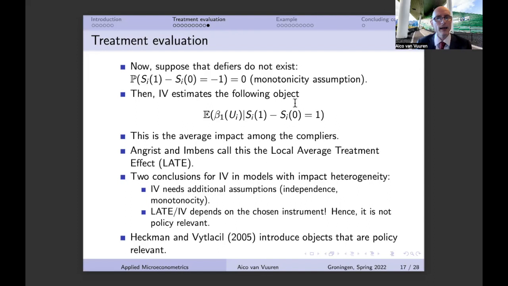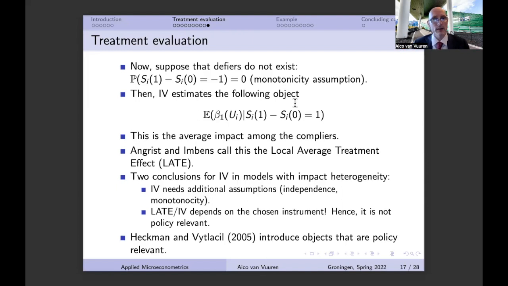That implies that we can have the following situation. Suppose that we have two researchers, researcher number 1 and researcher number 2. And suppose that they have exactly the same kind of model in mind. They want to estimate exactly the same thing. They want to estimate the same impact from the same treatment. But suppose that researcher number 1 is going to use another instrument than researcher number 2. Well, then it's possible that at the moment they use IV, both of the researchers are going to have different outcomes.